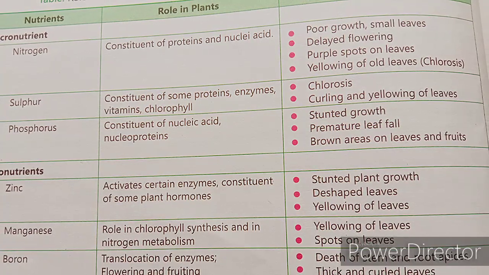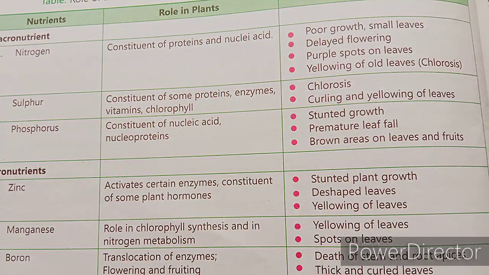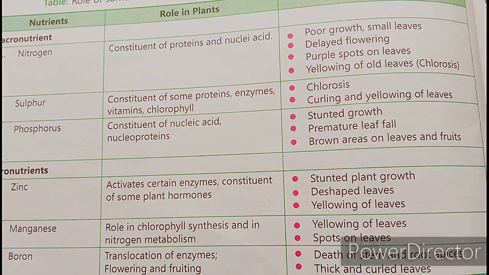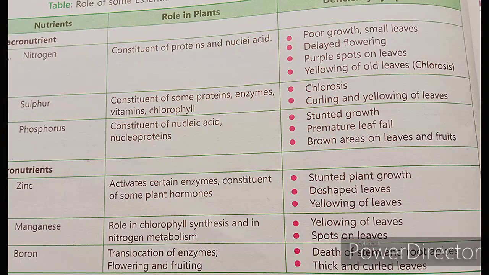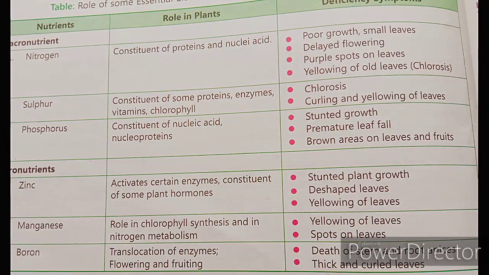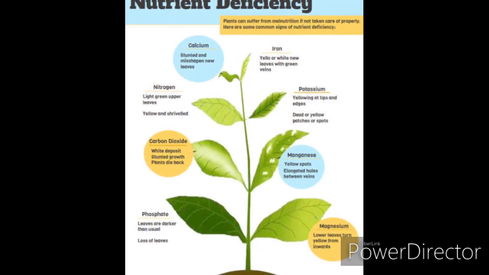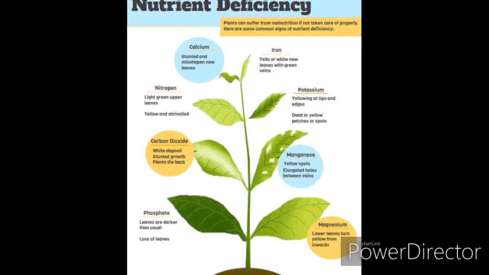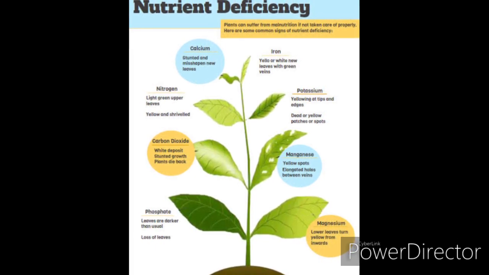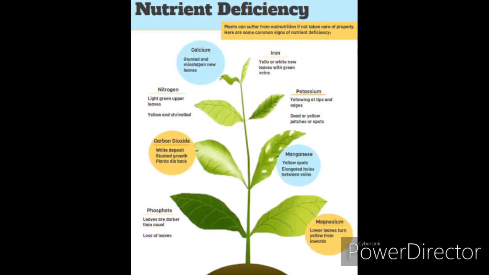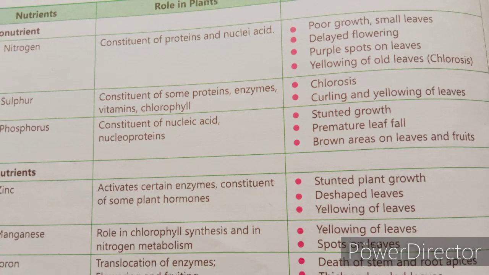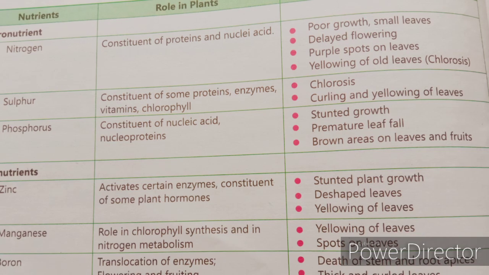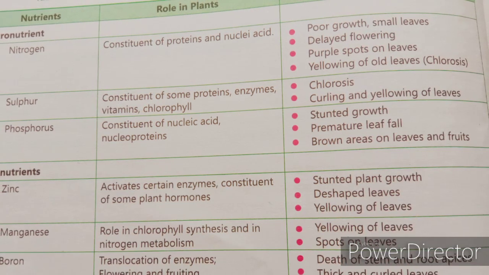The macronutrient nitrogen, it is a constituent of protein and nucleic acid. And what is the deficiency symptom? If nitrogen is less in the plant, it will show poor growth. It will have very small leaves. The flowering will take a longer time for the flowers to bloom. There'll be purple spots on leaves and yellowing of old leaves, chlorosis. This disease is also called chlorosis.